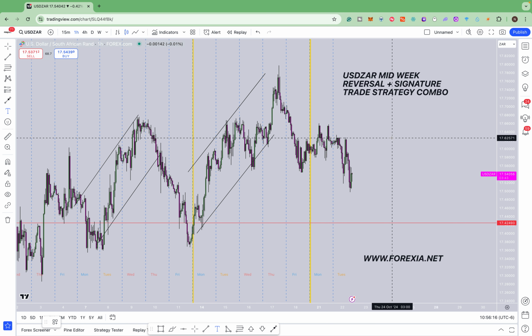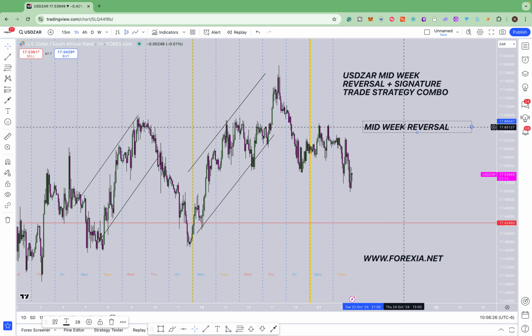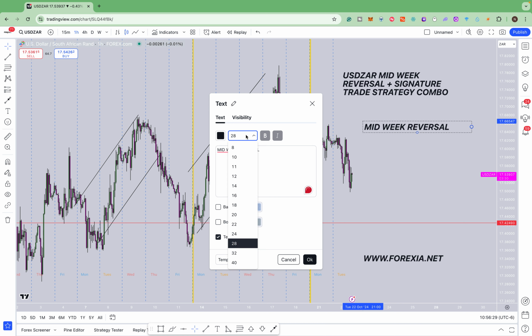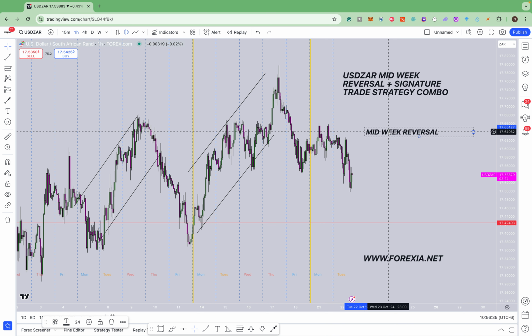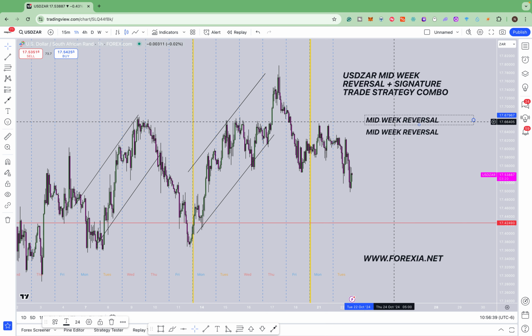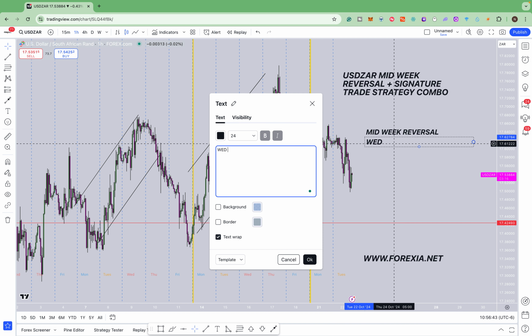So what we're going to be looking for are multiple things. We're going to be looking for a midweek reversal. So the midweek reversal will happen either Wednesday or Thursday. If it doesn't happen Wednesday, it'll happen Thursday. And if it doesn't happen Thursday, it probably won't happen. We don't look for them on Friday. So midweek reversal, Wednesday or Thursday.